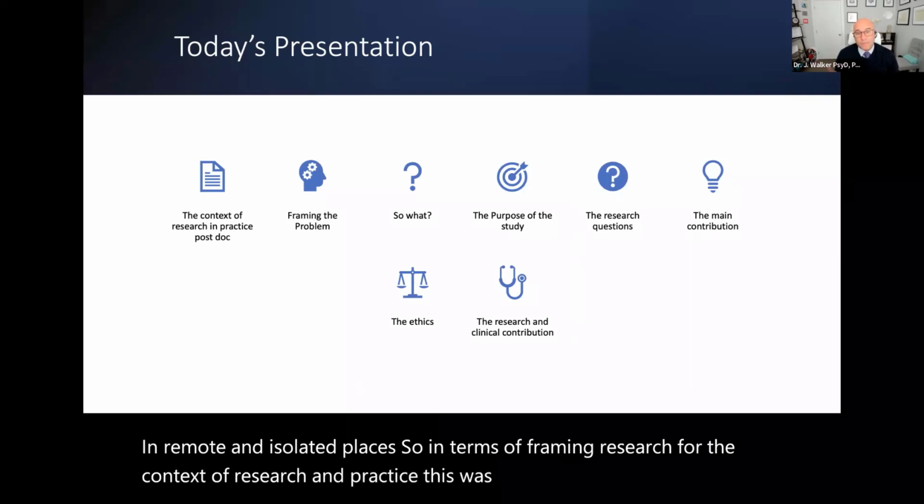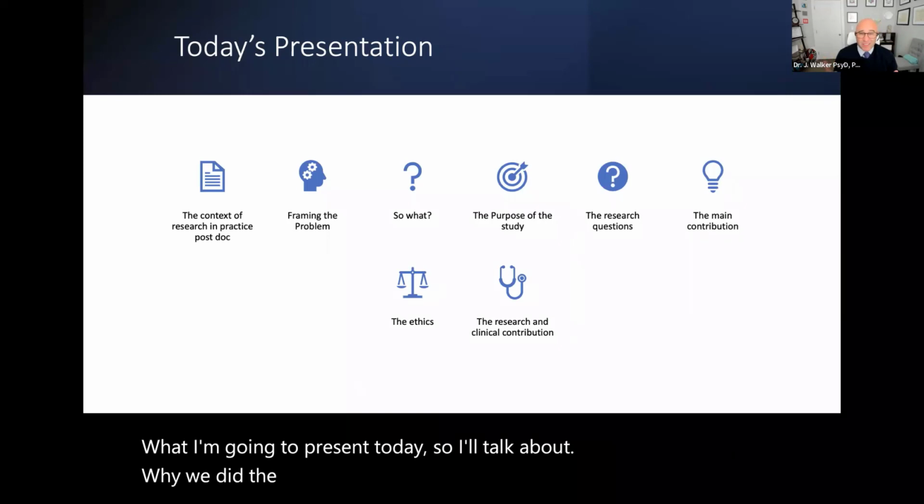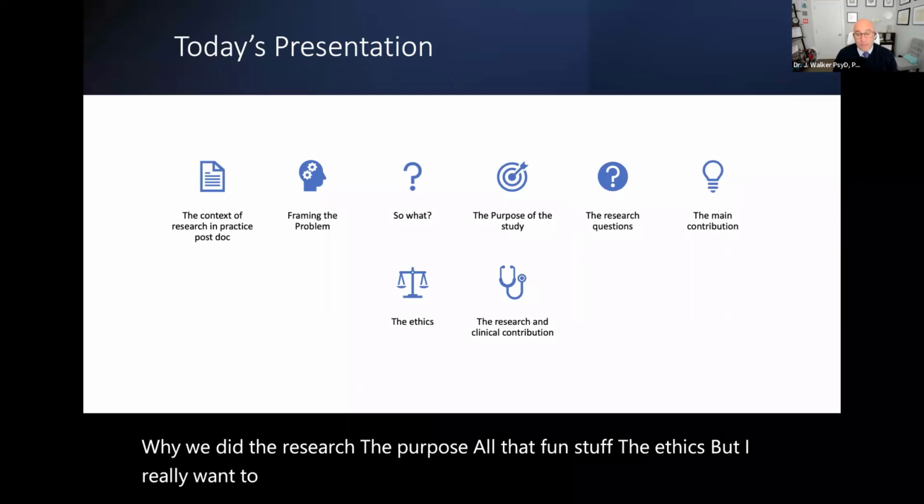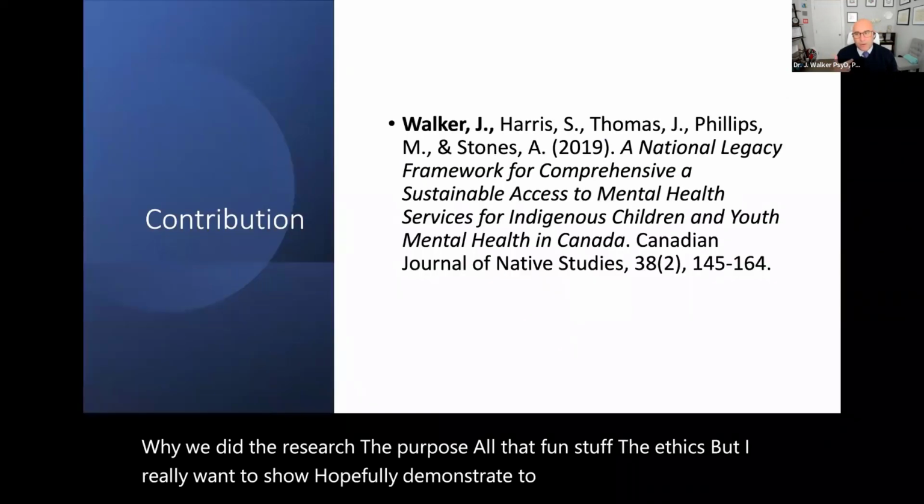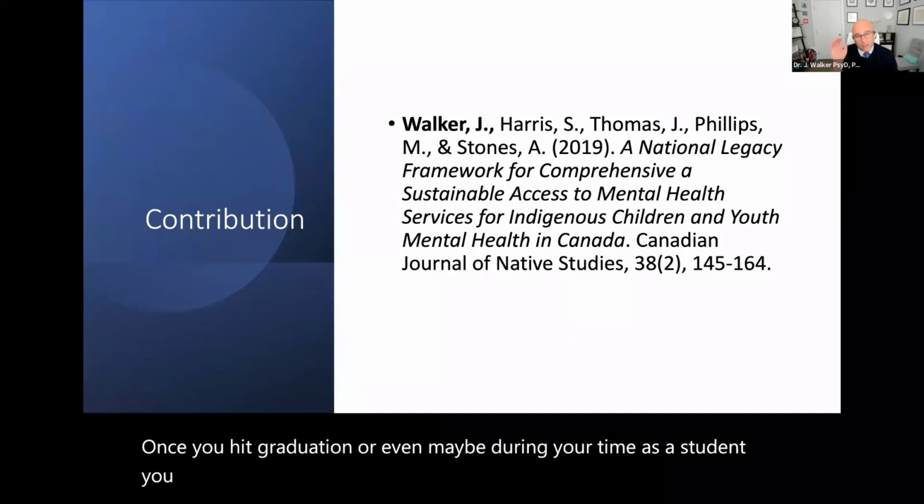So in terms of framing research for the context of research and practice, this was postdoctoral work for me, what I'm going to present today. So I'll talk about why we did the research, the purpose, all that fun stuff, the ethics. But I really want to show, hopefully demonstrate to you how you, once you hit graduation, or even maybe during your time as a student, you have the opportunity to start thinking differently about the world.